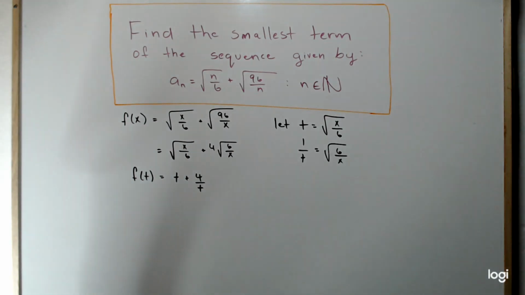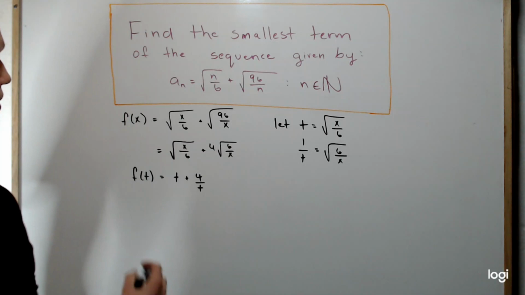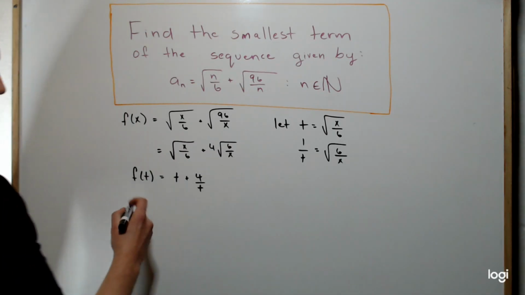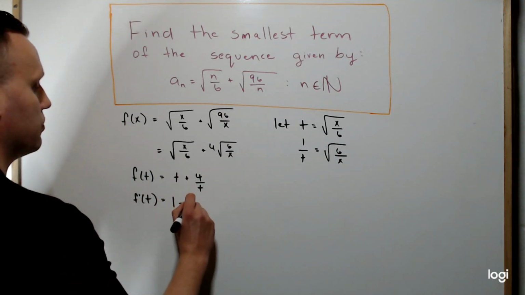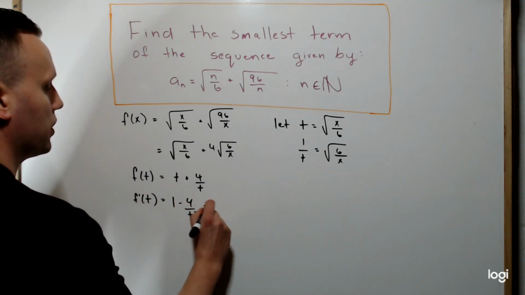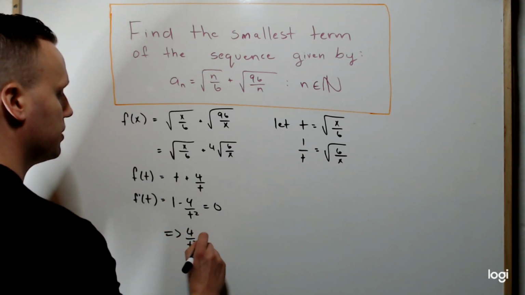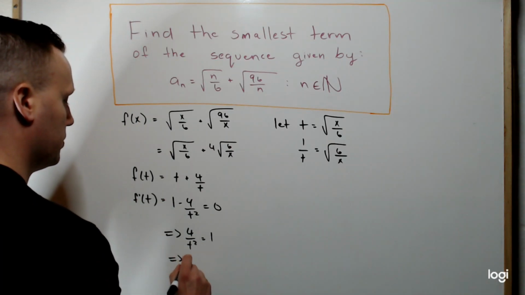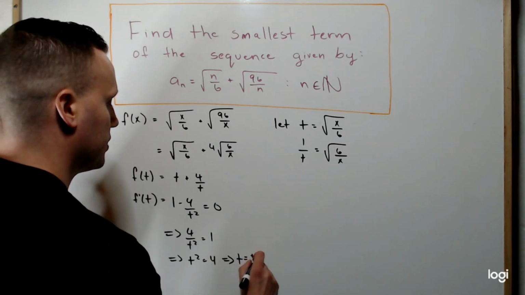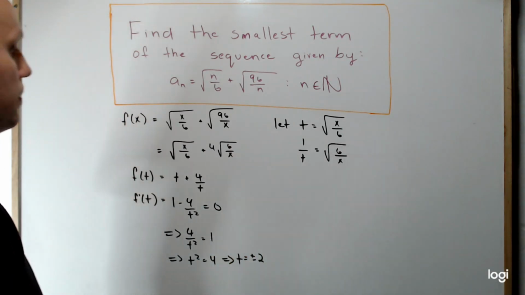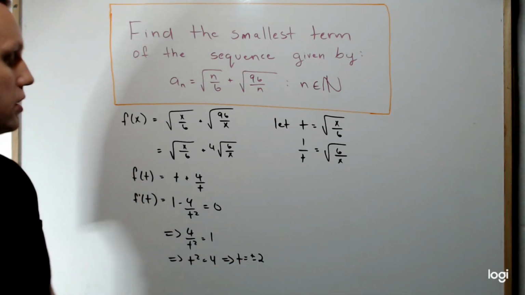Okay, and now we can take the derivative of f of t, set that equal to 0, get the critical value, and see if it's a minimum. So f prime of t is equal to 1 minus 4 over t squared, and we want to set that equal to 0, which tells us that 4 over t squared is equal to 1, so t squared is equal to 4, which gives that t is equal to plus or minus 2. Now we'll run a quick second derivative test and find out if positive 2 is a minimum.